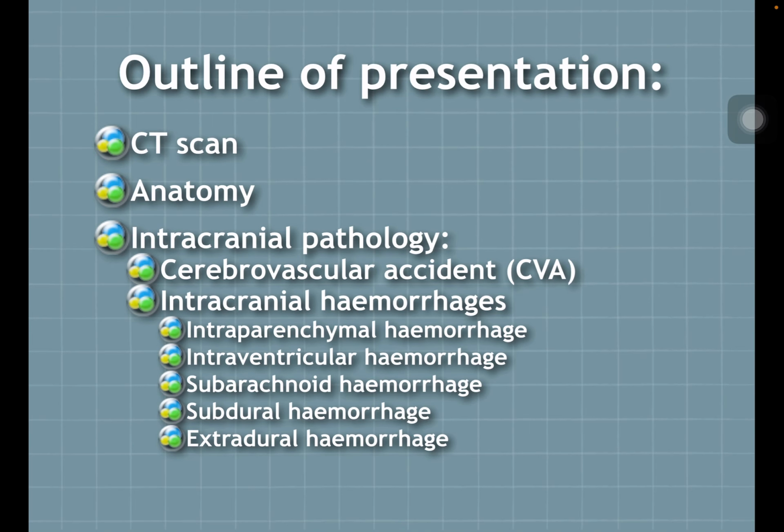This is the outline of my presentation. Before I discuss intracranial pathology, I would like to talk briefly about the CT scan. Then I will go through some basic intracranial anatomy and then the main intracranial pathologies to be discussed, which are the cerebrovascular accident and intracranial bleed. And for ICB, we will look into the following different types of ICB.